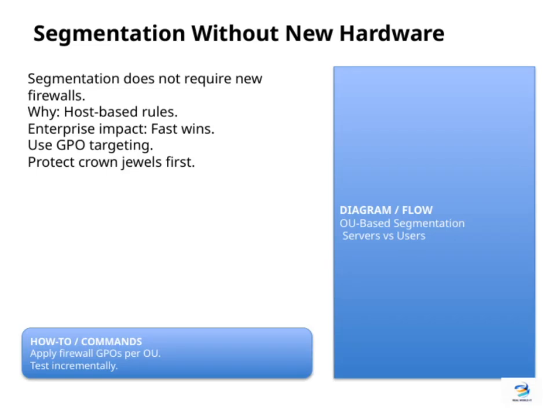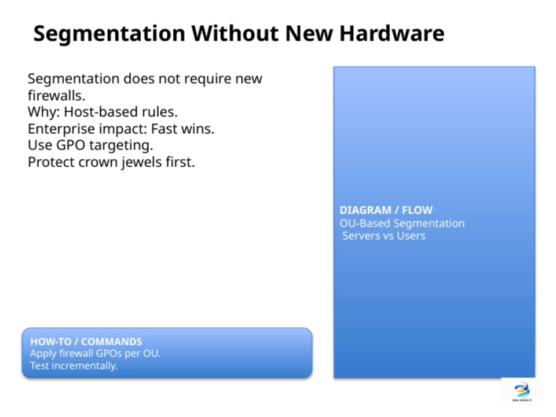Let's take a closer look at the diagram illustrating OU-based segmentation. Essentially, this approach involves dividing your network into organizational units, or OUs, and then applying security policies based on whether the servers or users are within those OUs.